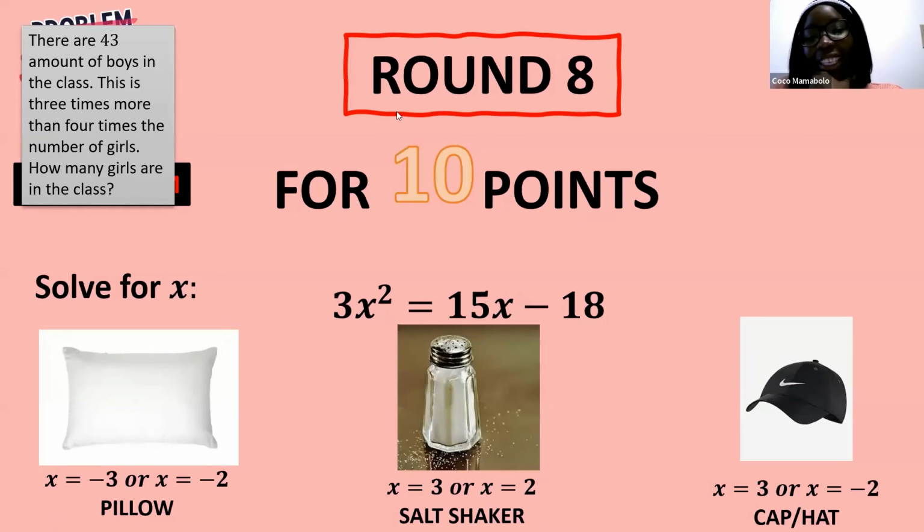Do we see a common number between 3x squared, 15x, and 18? Yes, it's 3. So we're going to divide through by 3. My standard form should read 3x squared minus 15x plus 18 is equal to 0, and then I divide through by 3, which gives me x squared minus 5x plus 6. If I wanted to solve for x, what would I have to do in that case?